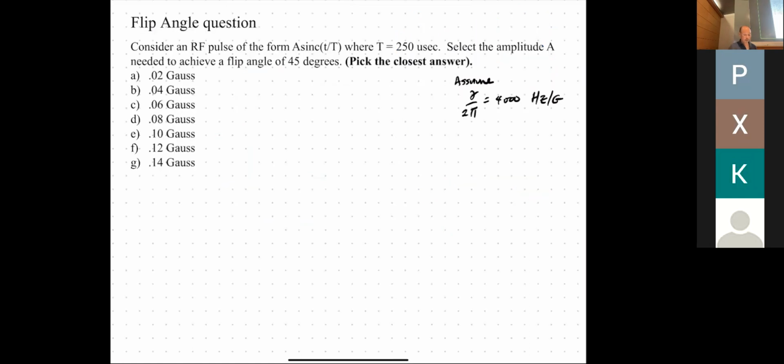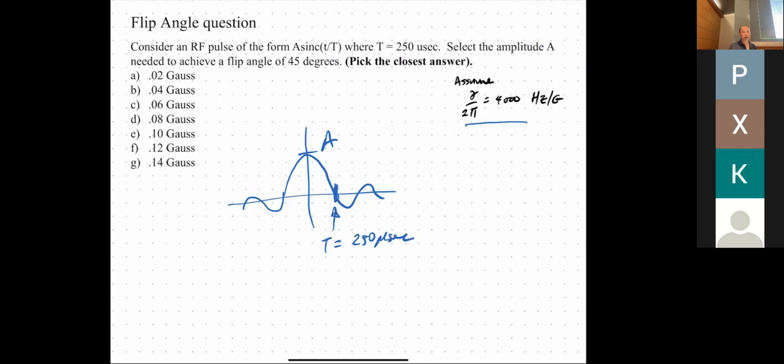Okay, so let's have you guys work on this question. Consider an RF pulse of the form A sinc(t/T). So what does it look like? It looks like this. This is an amplitude of A, and the first zero is at T equals 250 microseconds. In this case, to keep things simple, assume gamma over 2 pi equals 4,000 hertz per Gauss.